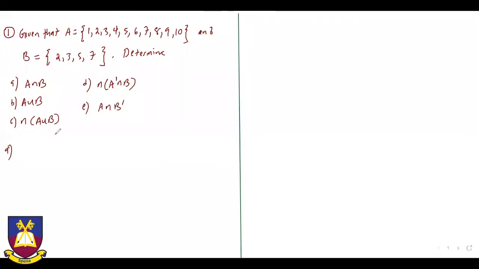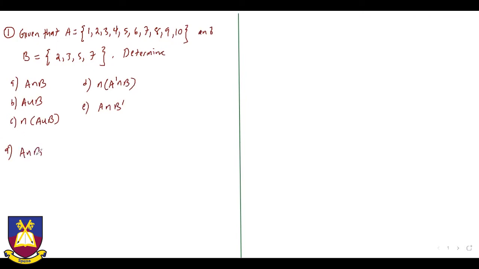Let's look at worked examples relating to set theory. The first one says, given that A is equal to {1, 2, 3, 4, 5, 6, 7, 8, 9, 10} and B is equal to {2, 3, 5, 7}, determine A intersection B.